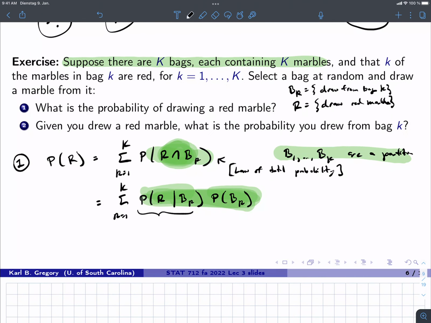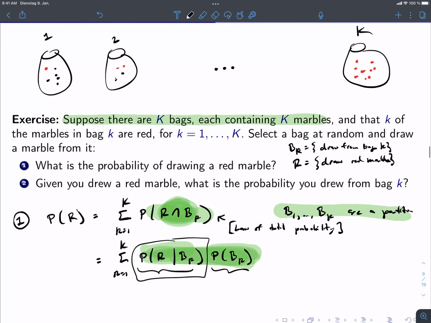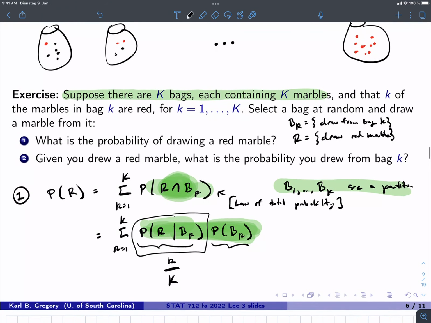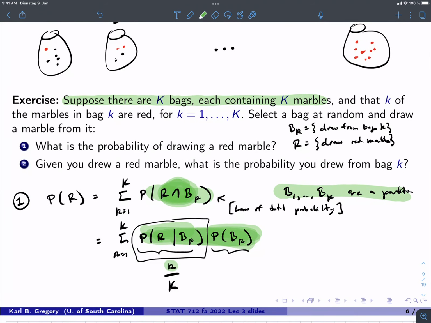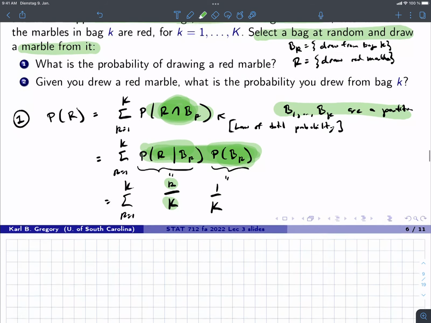And so now it's very easy for me to compute this. Given that I draw from bag little k, I know that it has little k over capital K probability of drawing a red marble, because little k of the marbles are red out of capital K marbles. And the probability that I draw from that particular bag is just going to be 1 over K, because I'm going to select a bag at random such that each bag is equally likely to be chosen.